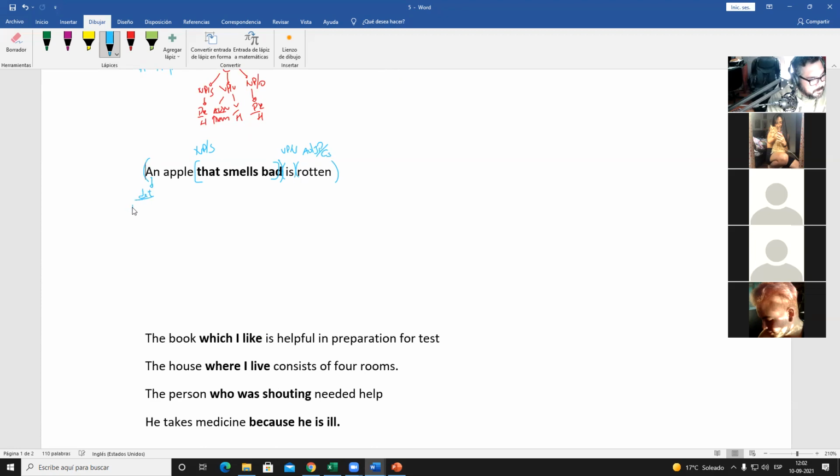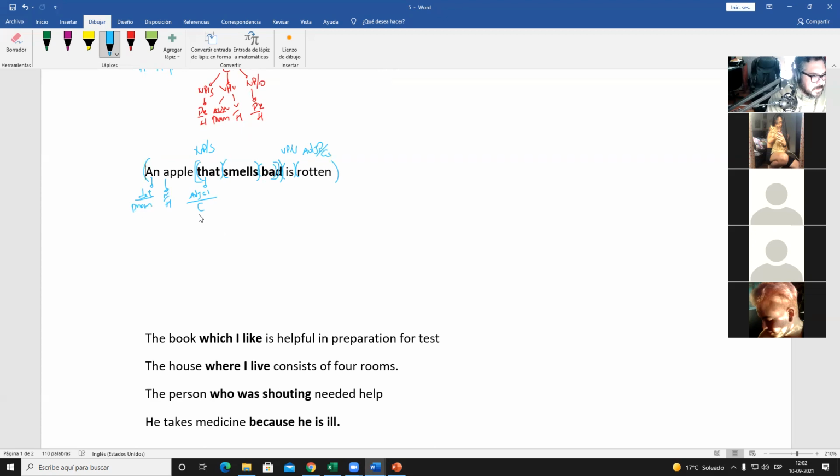Entonces, determiner, premodifier, noun head, y es una adjective clause. An apple that smells bad is rotten. Esto es compulsory, complement. Ahí están las frases. Smells that.